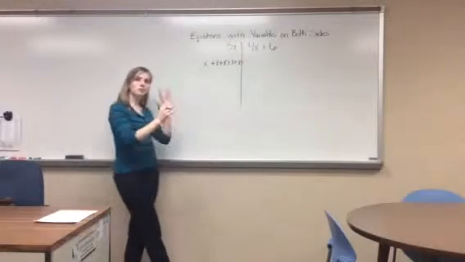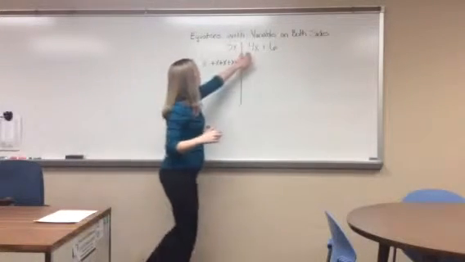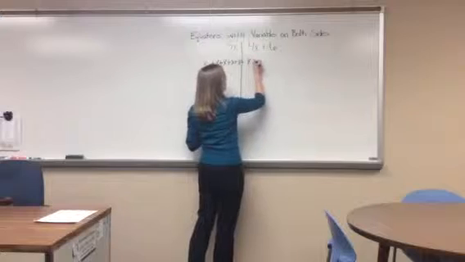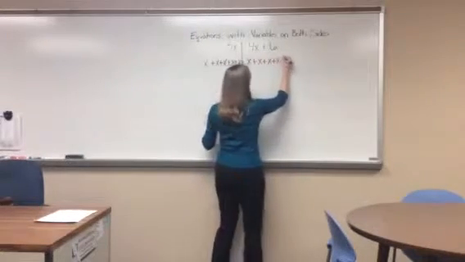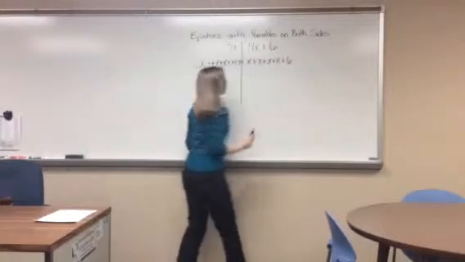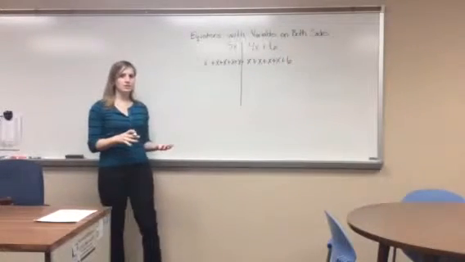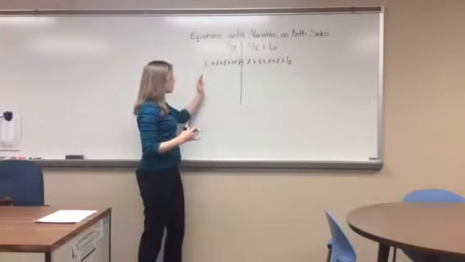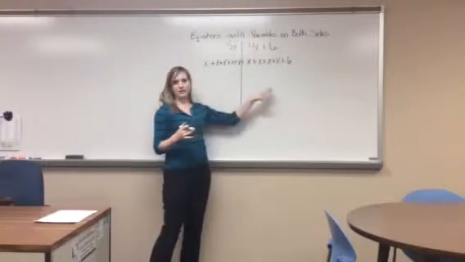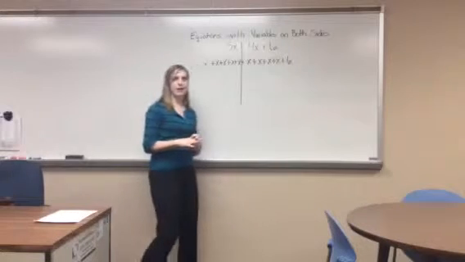Okay, so I'm going to break it up a little bit. 4x means that there are 4 x's being added together. Now, if you remember what we talked about when we first started talking about equations, we said that both sides had to be exactly the same. They had to be balanced, okay?